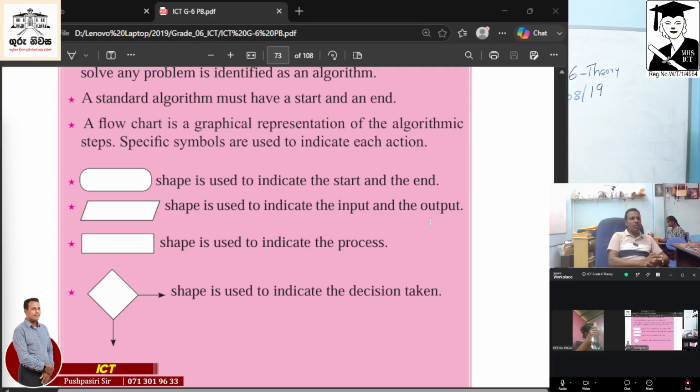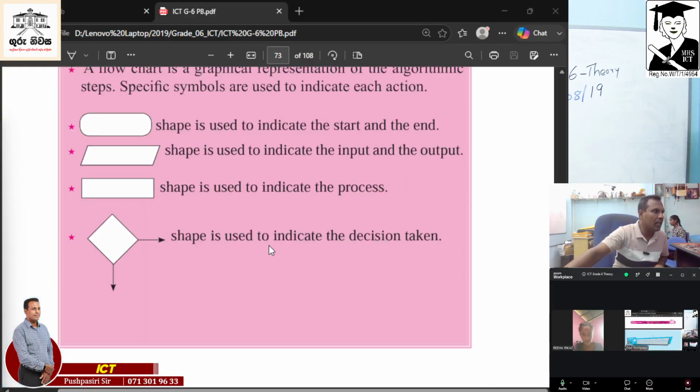This shape is used to indicate the start and end. And the other shape indicates the input and output process. The next one is the process or the action. And the next one is decision. It indicates the decisions in a problem. And the arrow marks indicate the flow of the problem.